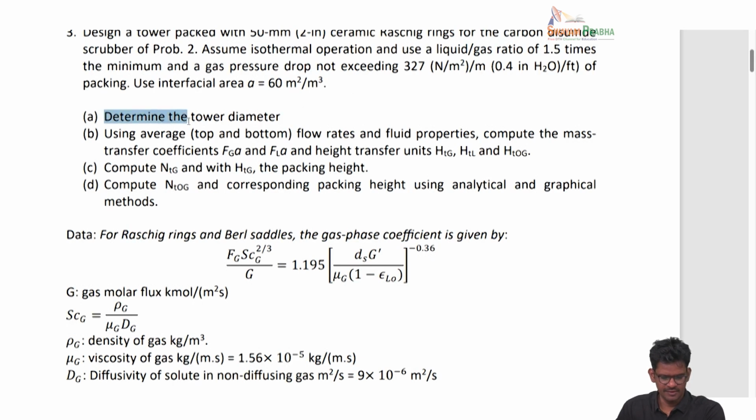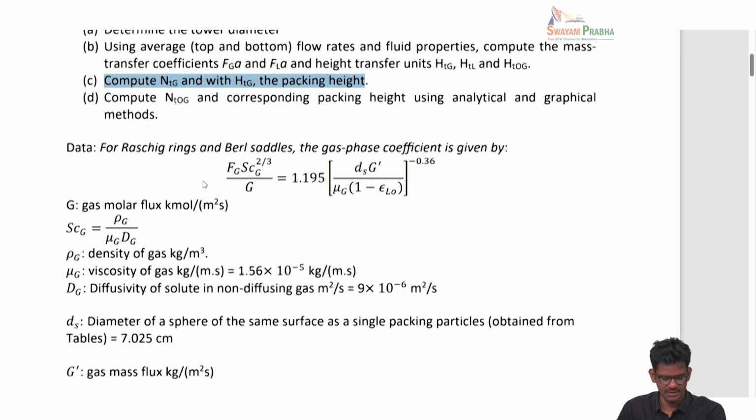So in this problem, the determination of tower diameter is left to you to find out. We have calculated the FL, FG, and then HTG, HTL, HTOG, and then the fourth part is computing NTOG and the corresponding packing height, which we have found using analytical, graphical as well as numerical methods. Okay. Finally, this part is something I have not discussed, so I will discuss this also: computing NTG and HTG and then packing height. So far, any questions, any confusions? Clear? You know how to do it numerically, analytically and graphically, all 3 methods.